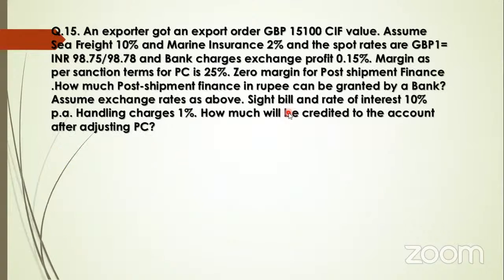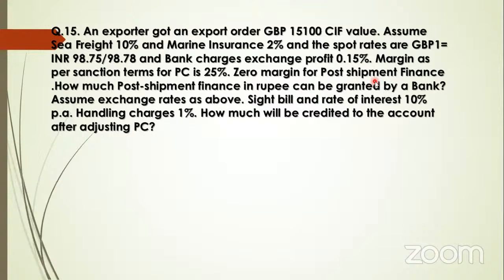Continuation, same export. Now he is giving the bill. The exporter got an export order. Assume the same question, I am repeating it, but I am adding something more. Margin as per sanction time, PC 25, zero margin for post-shipment. Now there is pre-shipment and post-shipment. I think you will have discussed this during your theory classes. Now what is that zero margin on post-shipment finance? He is giving the bill now.